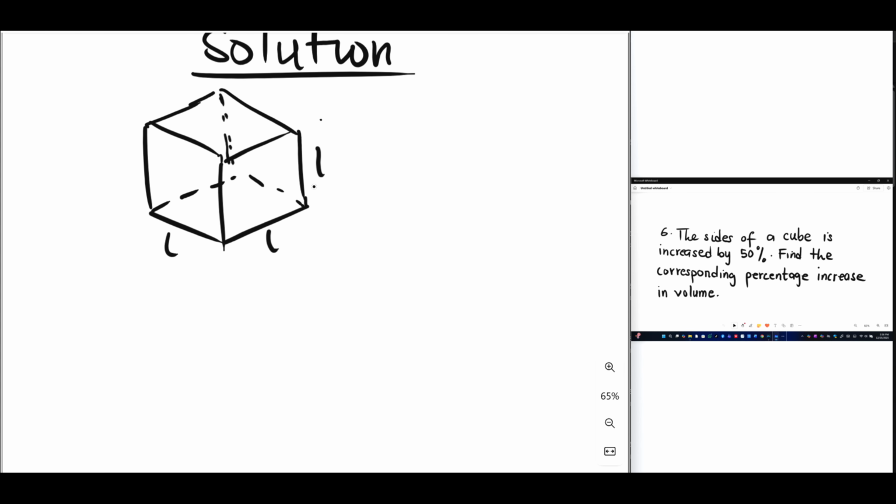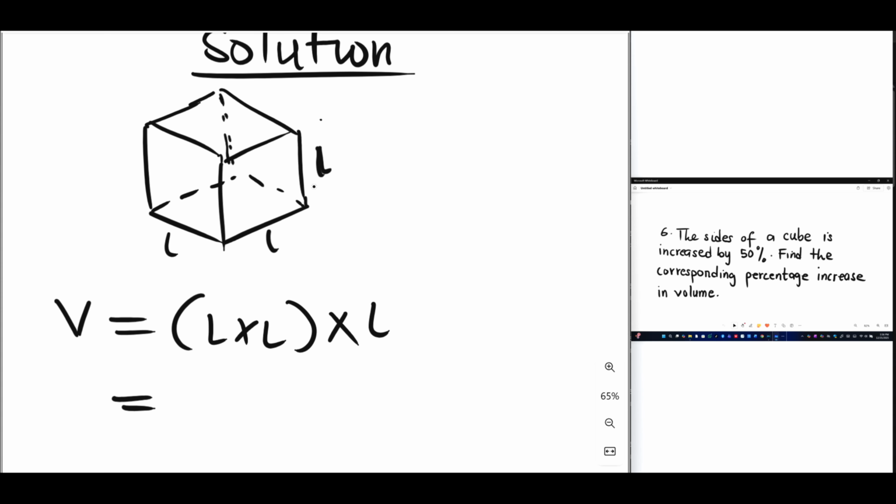So let us now deduce the formula for finding the volume of a cube. Volume of a cube is the area of the base, that is the square base, length times length, times the height, which is the same as the length, so times L. And this will give us L to the power of 3. So this becomes the formula for finding the volume of a cube.